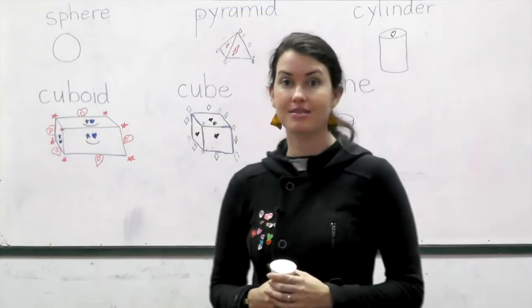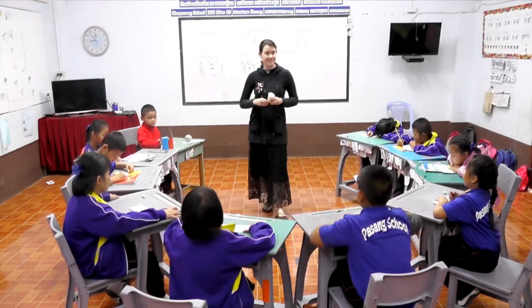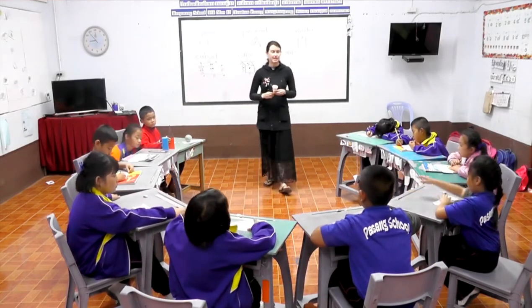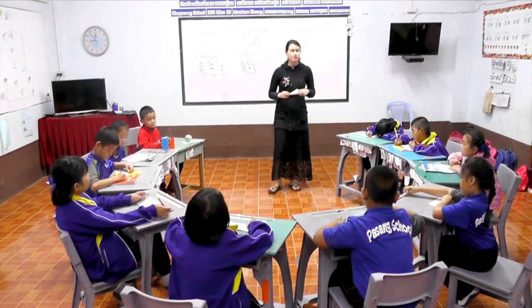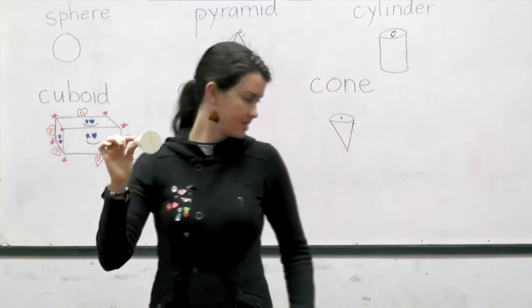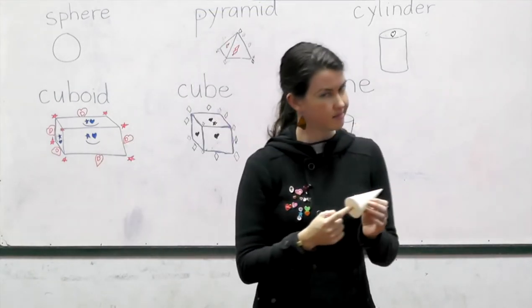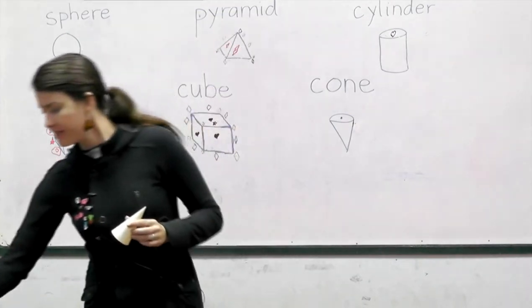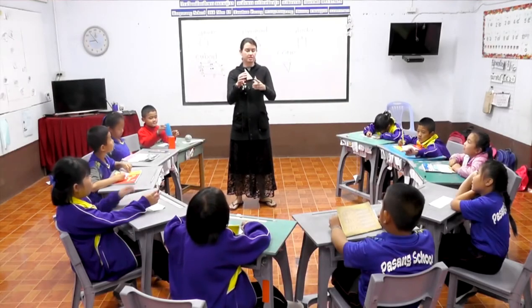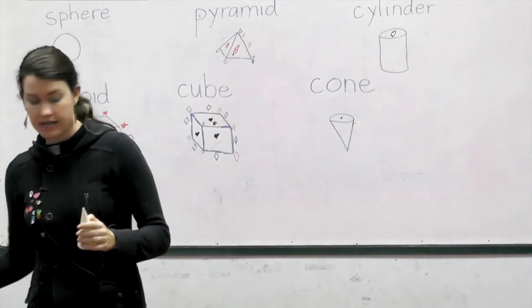Okay, our last one that we're going to do, we're not going to do our edges today. If you have time in your class, you can count the edges for each shape. But today we'll just do our corners and our sides. What shape is this? Cone. Do you see any corners on this cone? No. Remember, if we think about this, these are our corners. It kind of looks like it.